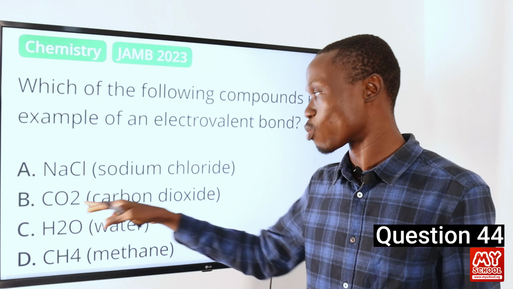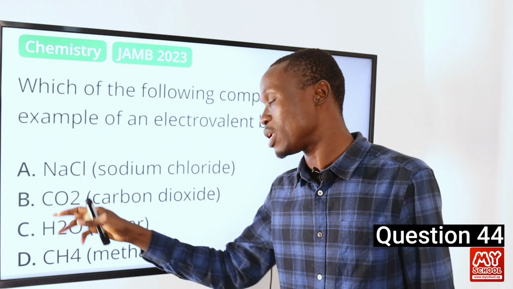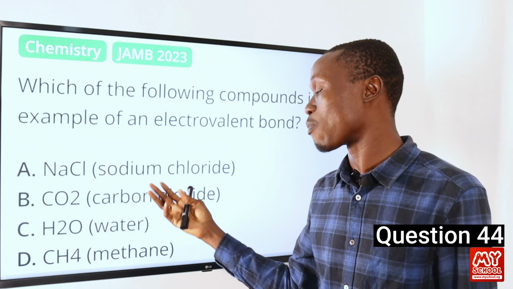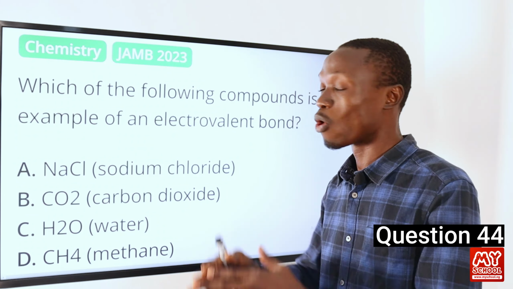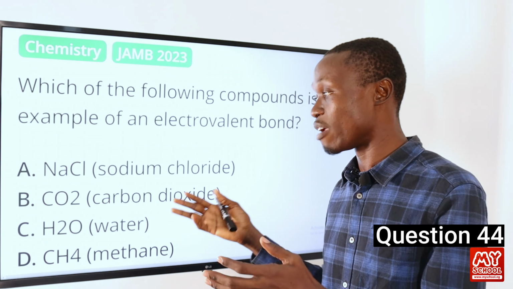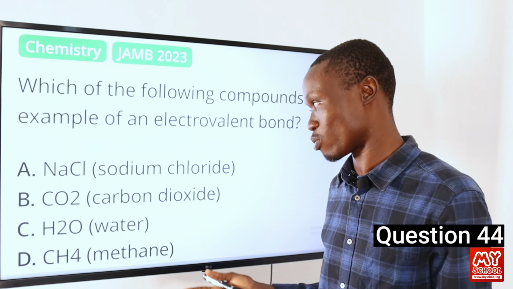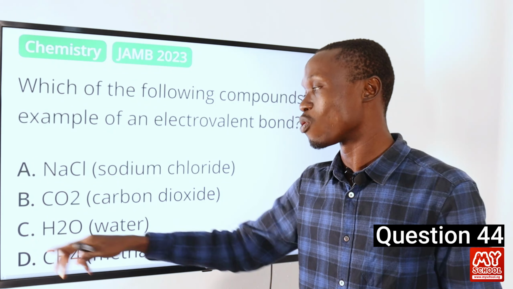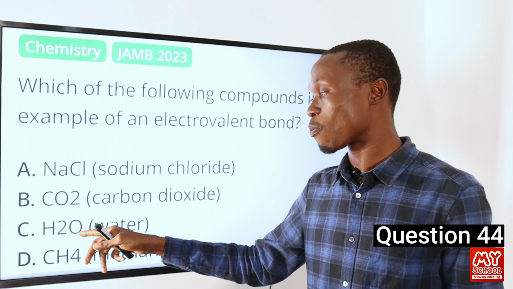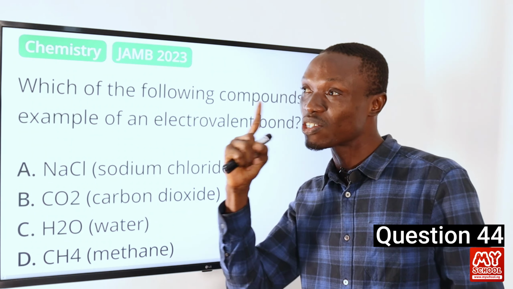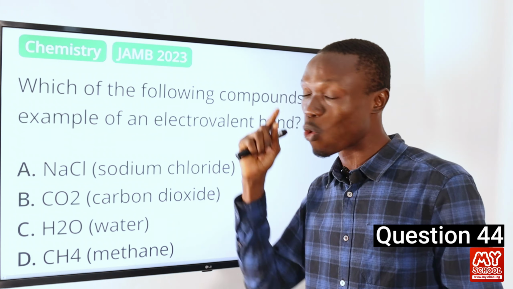Okay, but let's just look at the remaining ones. Option B, this is carbon dioxide, and the type of bond that exists here is covalent bonding, that involves sharing of electrons. Then the same thing with option C. The type of bond that exists in water, just a single molecule of water, is covalent bond.